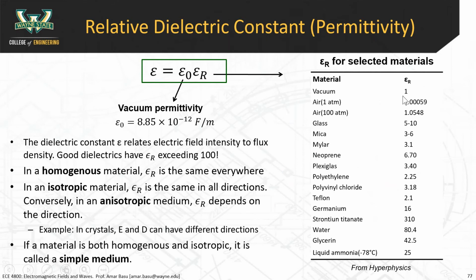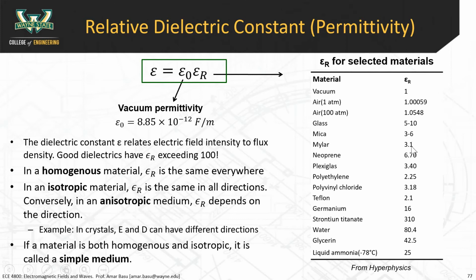E sub r depends on the material, and the higher that E sub r is, the more polar the material tends to be. You can see that materials like air are essentially non-polar molecules like nitrogen and oxygen. Remember, water is polar, but oxygen on its own is non-polar. So vacuum has the lowest, obviously. Air is a little bit larger, mostly non-polar molecules. Then you get to things like glass, mica, and mylar. These are materials often used in capacitors that you may have in your lab.